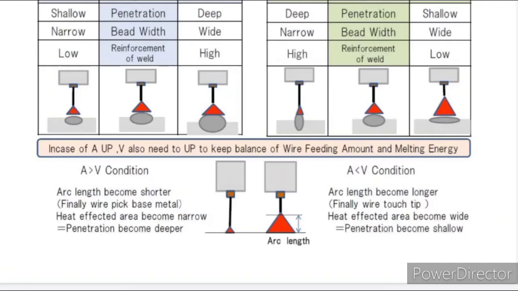The arc length, basically, in case of current up and voltage also up, keeps the balance of the wire feeding amount and the melting energy. There are two conditions. When current is greater than voltage, the arc length becomes shorter, as shown in the image, and when current is less than voltage, then arc length is bigger.